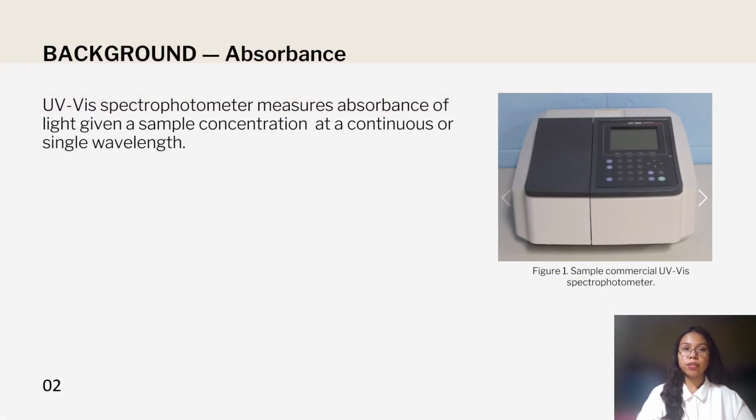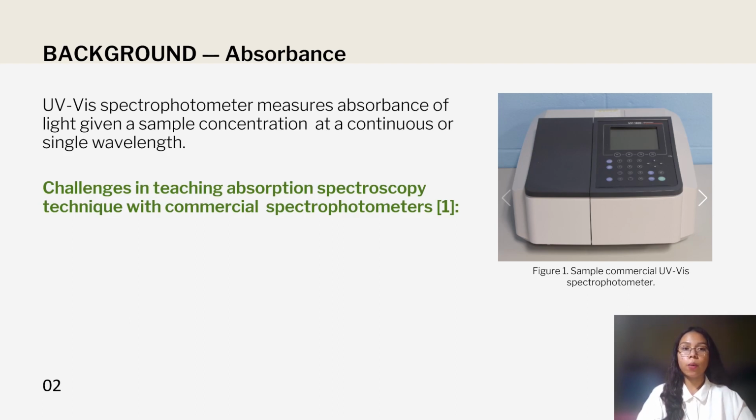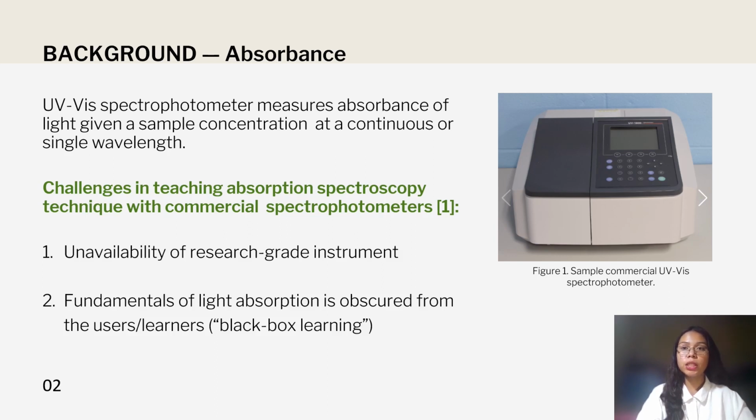A UV spectrophotometer measures absorbance of light given a sample at a continuous or single wavelength. However, issues are found in teaching absorption spectroscopy using commercial spectrophotometers. First, the unavailability of research-grade instruments negatively impacts the learning of students. And second, the measurement itself that applies the concepts of light absorption is obscured from the learner.